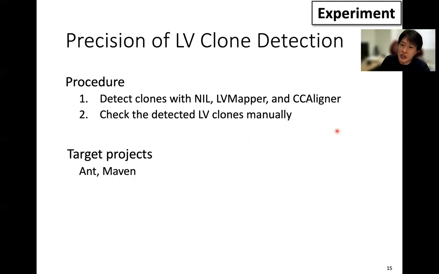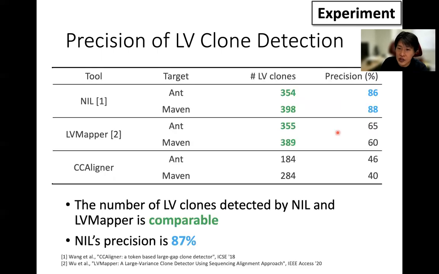Next, I talk about the experiment on precision of LV clone detection. In this experiment, we detected clones with our NIL and two prior tools, LV Mapper and CC Aligner. Then we checked the detected LV clones manually. Here is the result. The number of LV clones detected by NIL and LV Mapper is comparable, but NIL's precision was the best, at 87%.